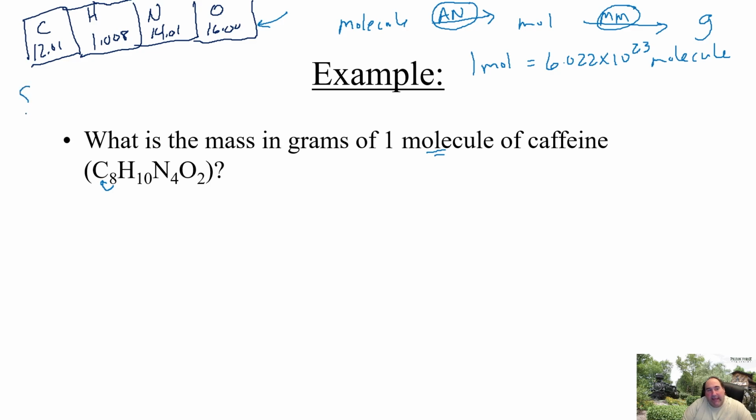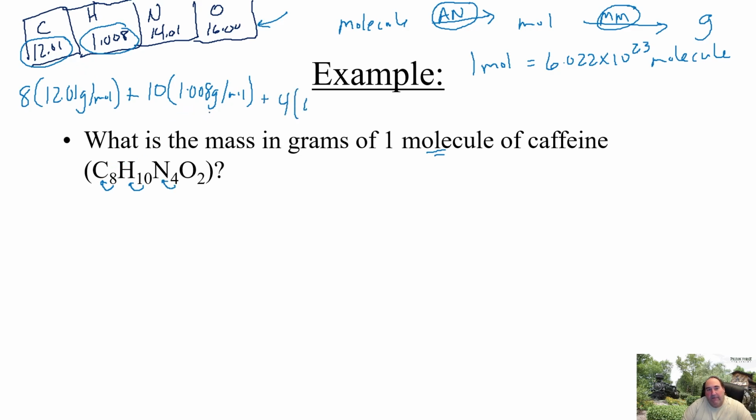carbons. So we're going to take 8 times our 12.01 grams per mole, which is our molar mass of carbon from the periodic table. We're going to add that to 10 hydrogens times 1.008 grams per mole from the periodic table. We have 4 nitrogens, so plus 4 times 14.01 grams per mole.